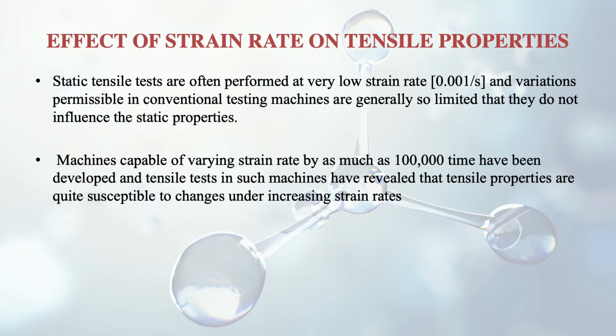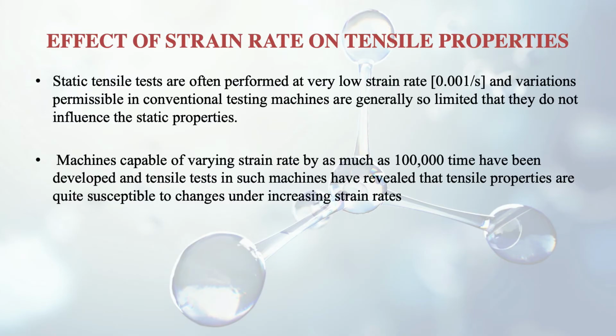Then what will be the benefit of this kind of load actually? It will not be useful, because the simple tension test or the compression test is a static type of test. So we try to keep the things static, and for that purpose what we do, we limit the strain rate. So it is given here, it is about 0.001 per second. So machines capable of varying strain rate by as much as 100,000 times have been developed.